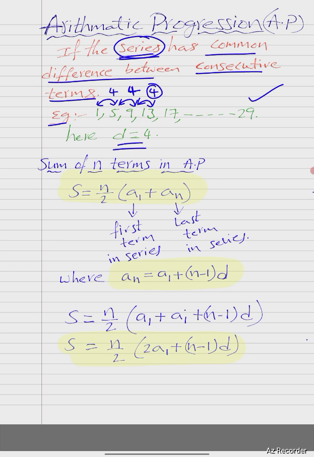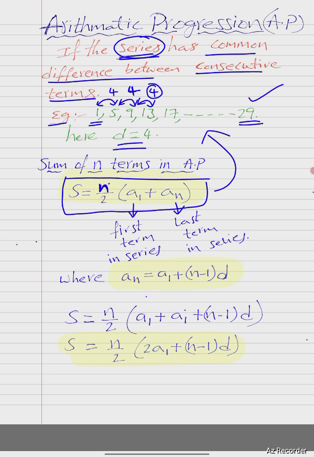Now how to deal with such series? If a given series is in AP, then how to find the sum of n numbers in that series? For that the formula is S equal to n by 2 into (a1 plus an), where a1 is the first term in the series and an is the last term in the series. In the above example, the first term is 1, the last term is 29. Then what about n? n is the number of terms in the given series. If the given series has 4 terms, then n is 4. If it has 100 terms, then n is 100.